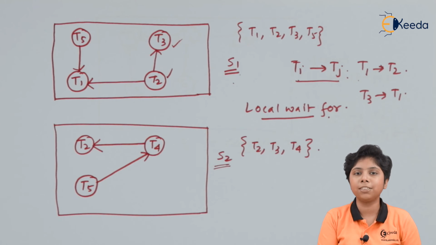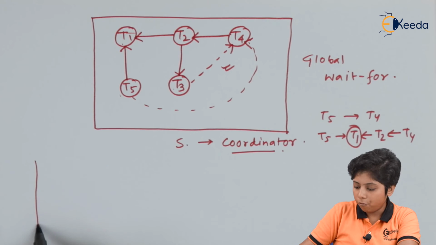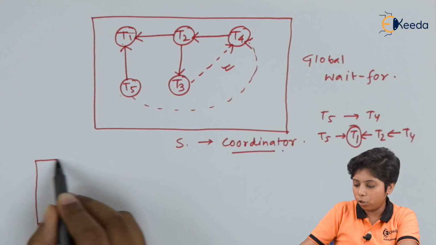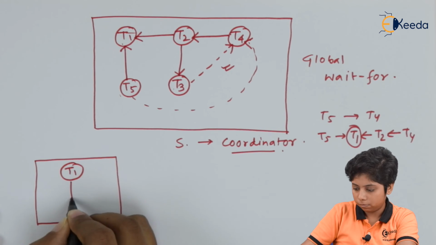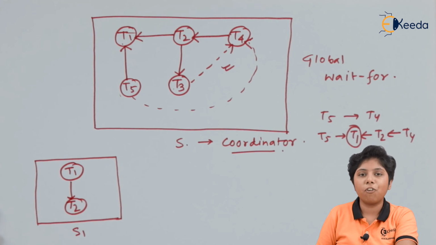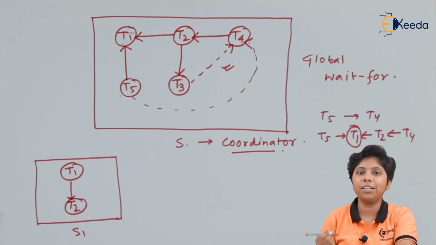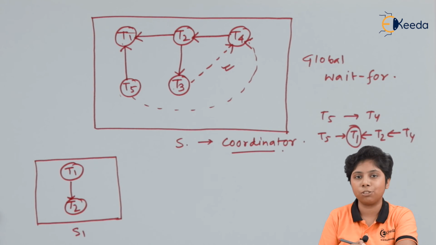Let us draw the false cycles that can arise for the wait for graphs. Now say for S1 we have one false cycle for T1 to T2. Now for S2 we have T3 to T1 as an implementation that T4 was attached with T2, in this S2 where T2 has been attached to T3.